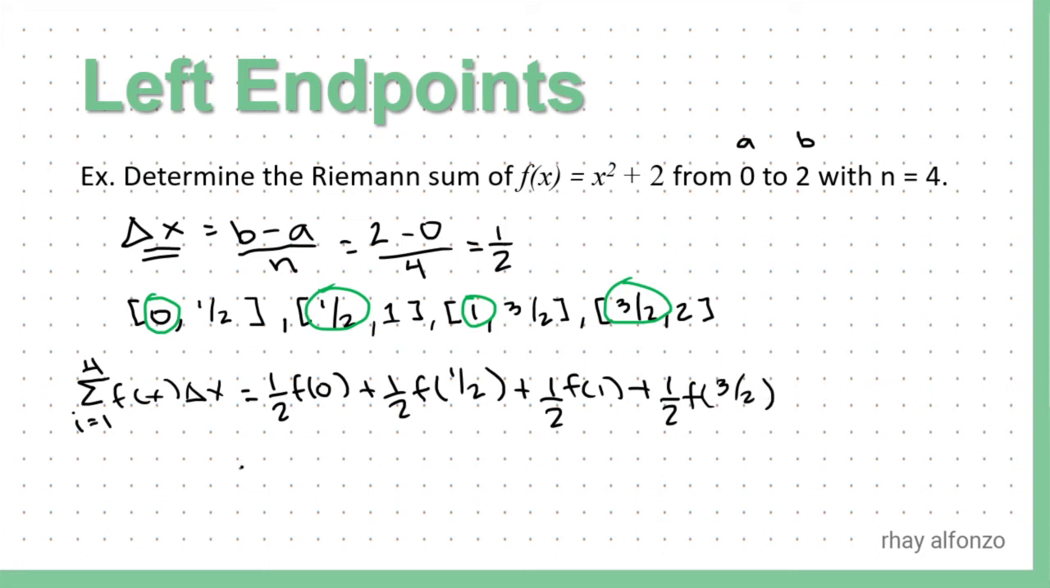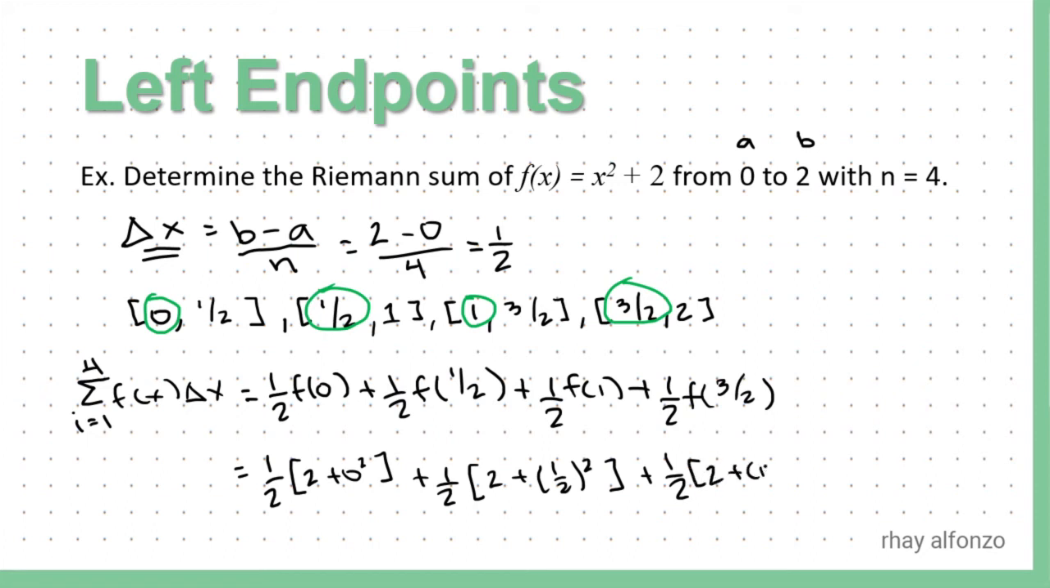So this gives us 1/2 times 2 plus 0 squared, plus 1/2 times 2 plus 1/2 quantity squared, plus 1/2 times the quantity 2 plus 1 squared, and lastly plus 1/2 times 2 plus 3/2 quantity squared.